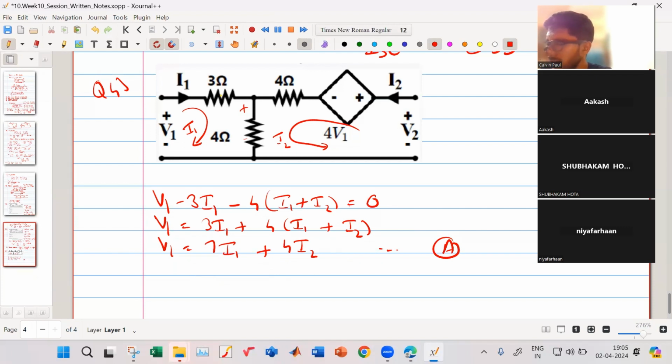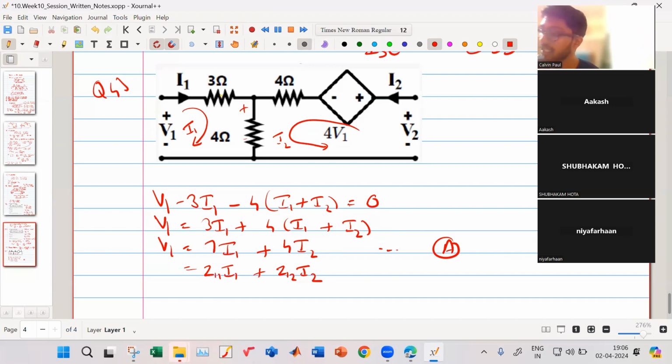If you see, this is very, very similar to Z11 I1 plus Z12 I2. You have got it, right? You got the values of Z11, Z12, right? Okay. V1 equal to 7 I1 plus 4 I2.